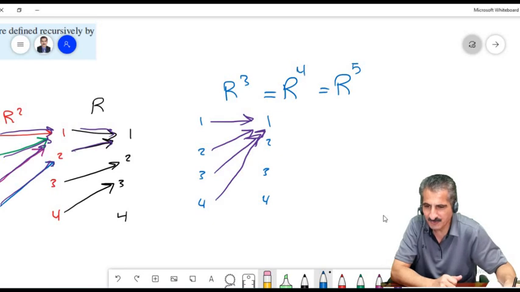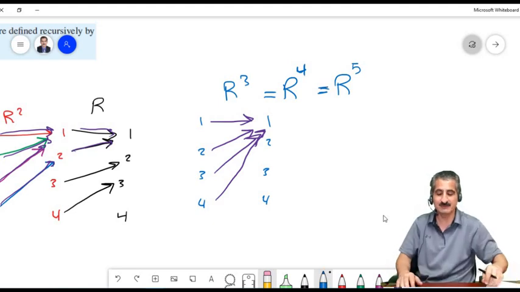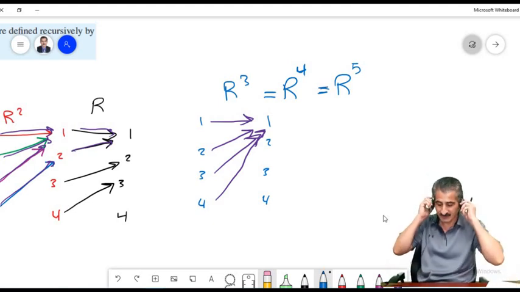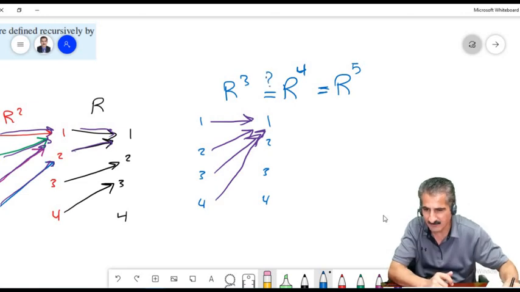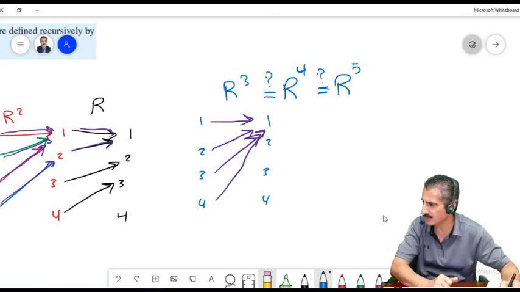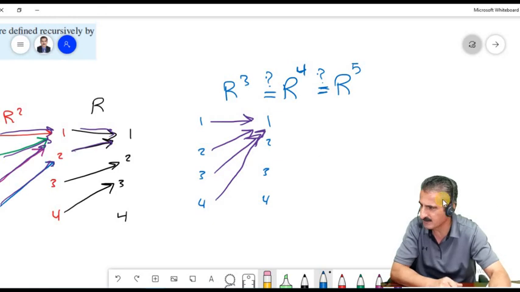Compute R to power 4. You will find out it to be equal to R to power 3, and same thing for R to power 5, which will equal R to power 3. And I will let you confirm these things. And this brings us to the end of the section.